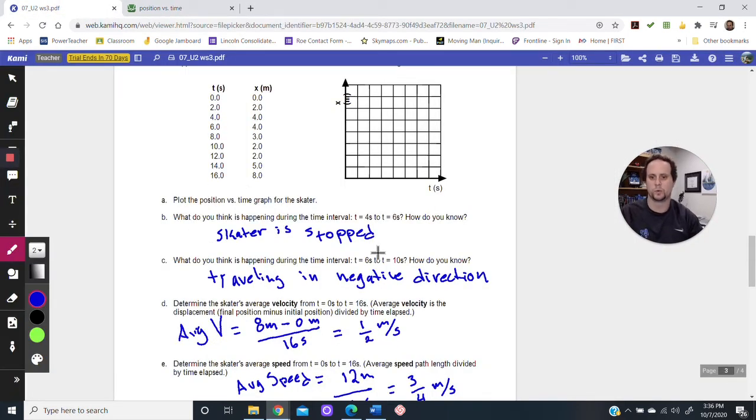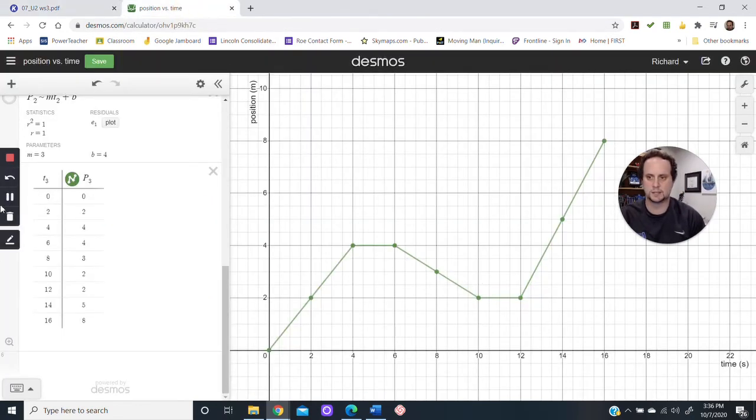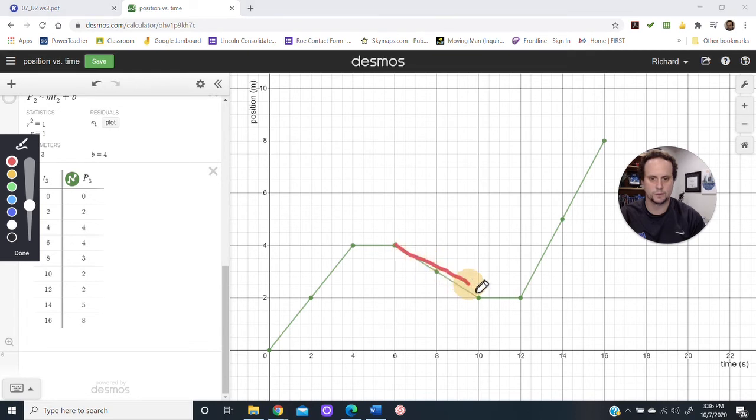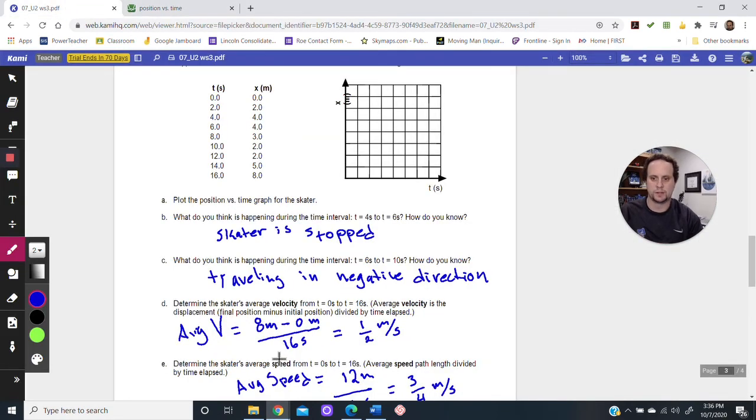What do you think is happening during the interval of 6 to 10? 6 to 10 is right here in this area. What's happening there? It's a downward slope. That means they're traveling in the negative direction. They are not necessarily slowing down. They are not necessarily traveling faster or slower. They're just traveling in a different direction. If I looked at the slope, I would say they are traveling a tad slower. They had the same amount of time, 4 seconds, to cover less position. So traveling in the negative direction.